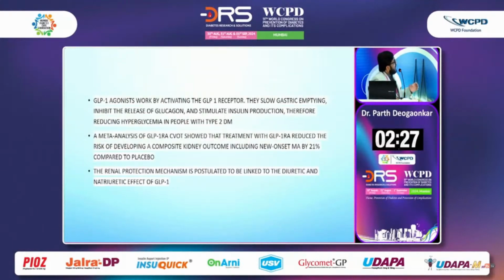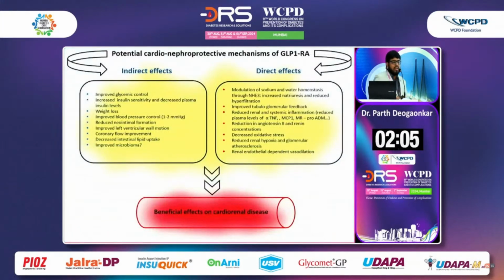So basically, they act by activating the GLP-1 receptor, slowing gastric emptying and stimulating release of insulin. Meta-analysis of cardiovascular outcome trials has shown that GLP-1 receptor agonists reduced kidney outcomes by nearly 21%. And this is how it has been postulated to act. Basically, there are both direct effects and indirect effects, and the NHE3 channel, through which the GLP-1 acts, increases the natriuresis, reducing the hyperfiltration.